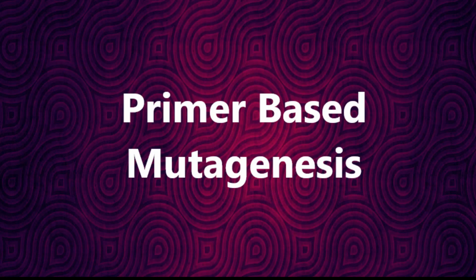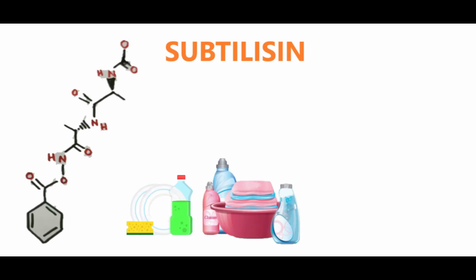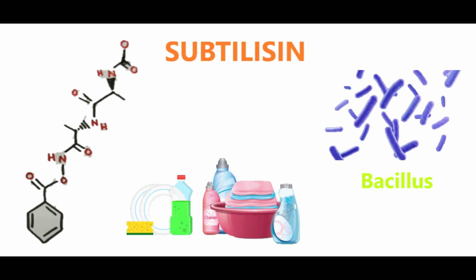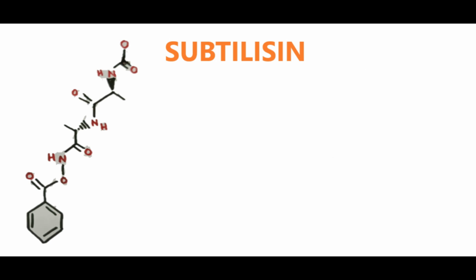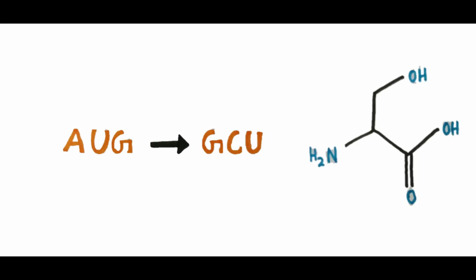Now, let us understand the working of primer-based mutagenesis using the example of the protein subtilisin. Subtilisin is a serine protease which is commercially used in laundry, dishwashing detergents, etc. It is obtained from the Bacillus species and contains methionine at site 222. The presence of methionine may cause a loss of activity due to its oxidation to methionine sulfoxide. This can be fixed by mutating the codon ATG to TCG to produce serine instead.